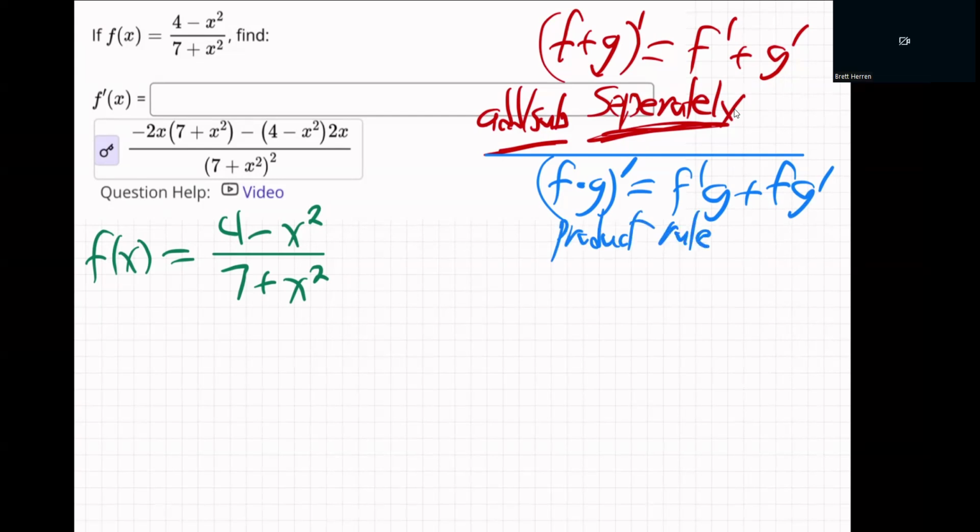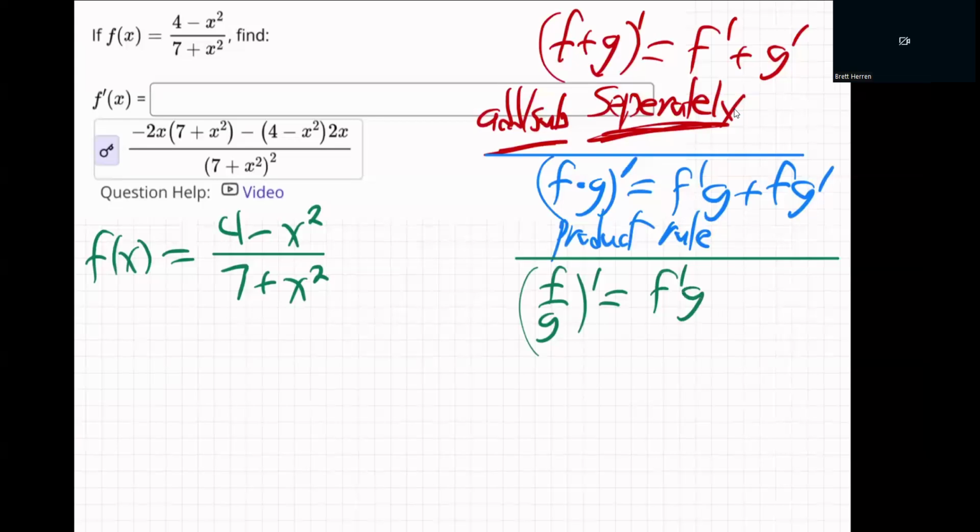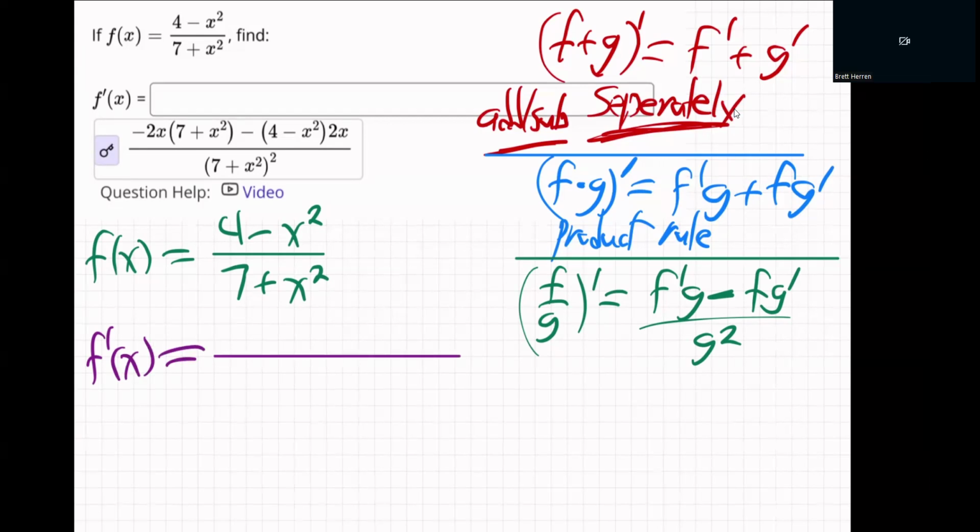Okay, but in this case, we have two functions divided. What's the rule there? Well, it's almost like the product rule. They take turns. The first one goes, and then the second one goes, but you have a minus in the middle, and you divide by the second function, the denominator, squared. All right, so that's what we have to do. So here comes the derivative. We have them divided.